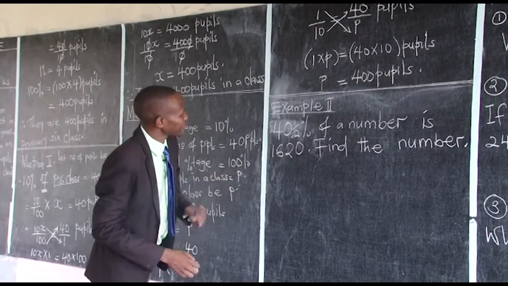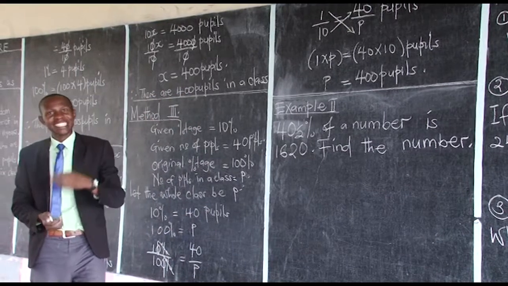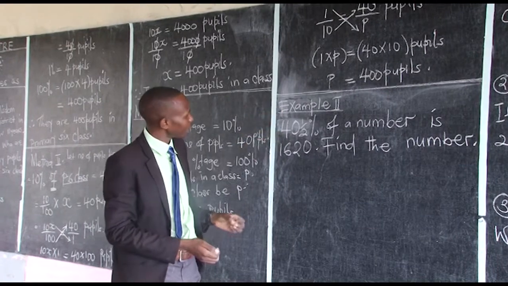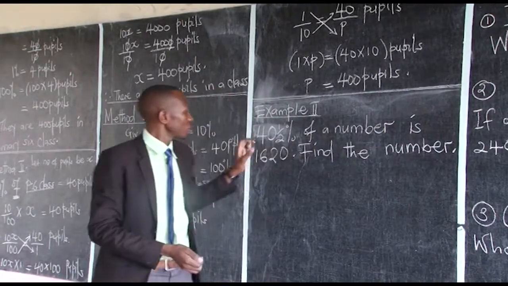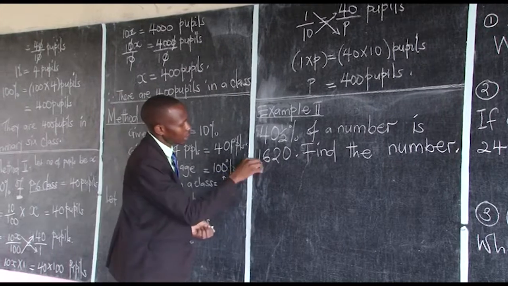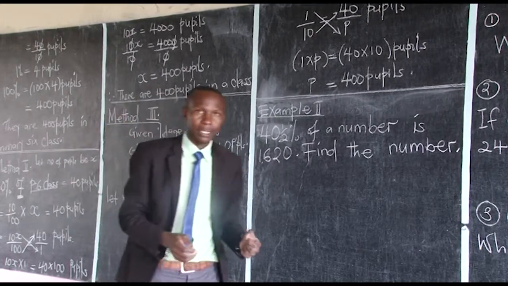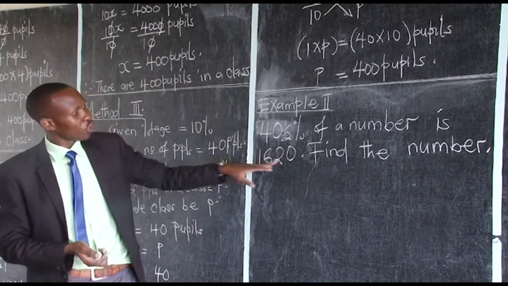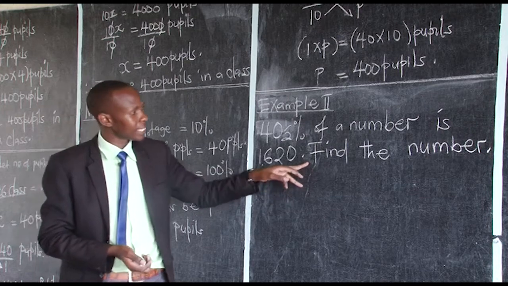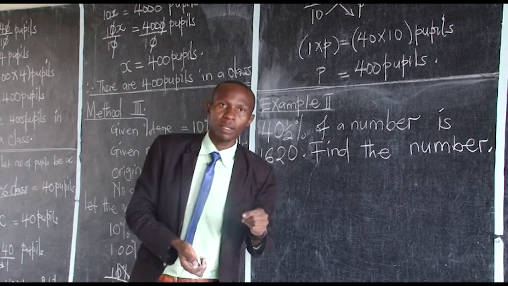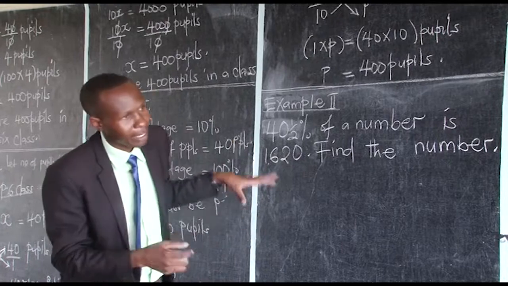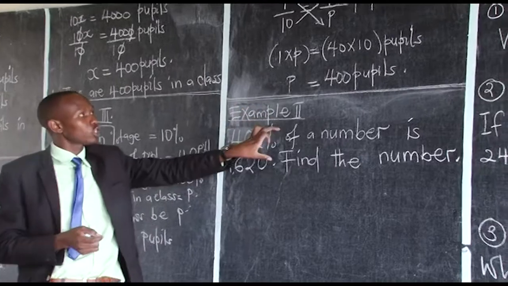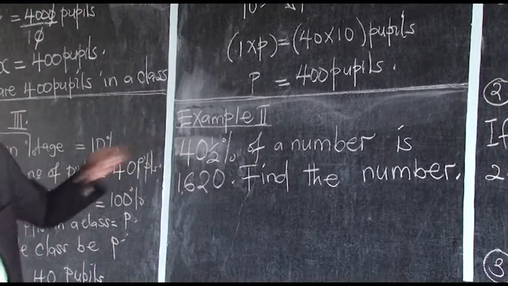So let's look at also the second example. What does the second example say? The second example is requiring us to find a number where they have said 1,620. That is what the question is saying. Then the question continues and says, find the number. So in actual sense, just like the way we have handled the first example, it is the same idea that we are going to use to handle the second example.